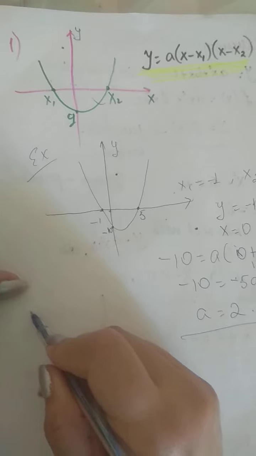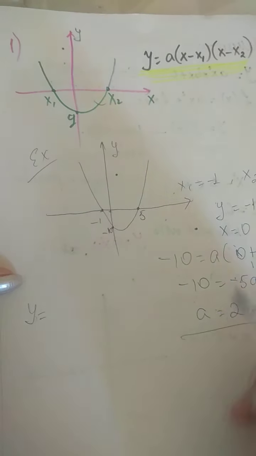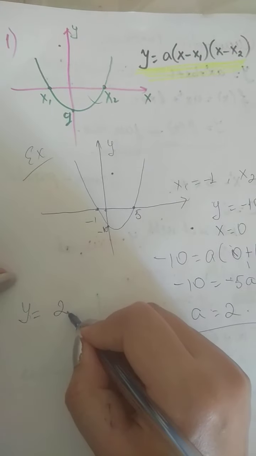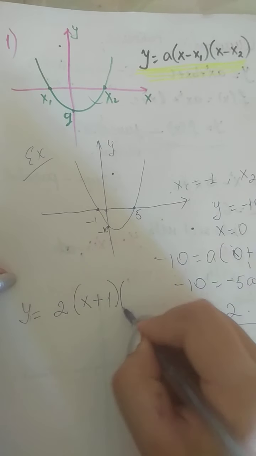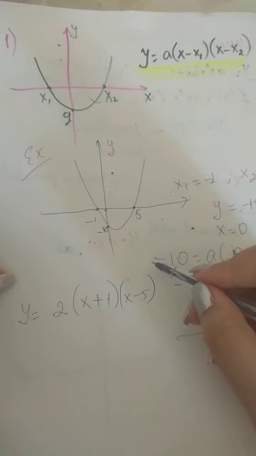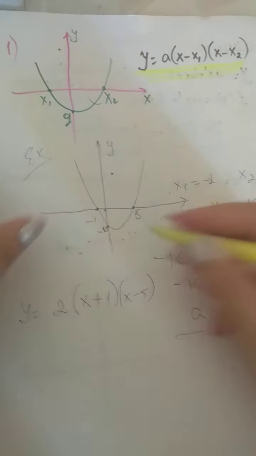Then write your function like that. y is equal to, substitute a here, 2 multiplied by (x, keep x and write for x1, which is +1), (x minus 5). Okay. So good.